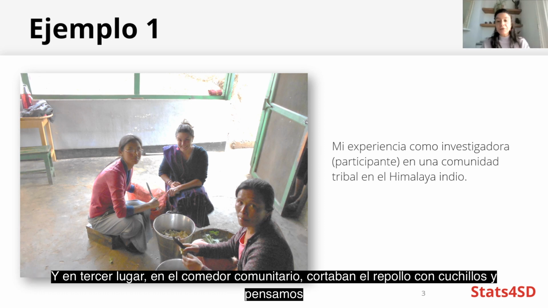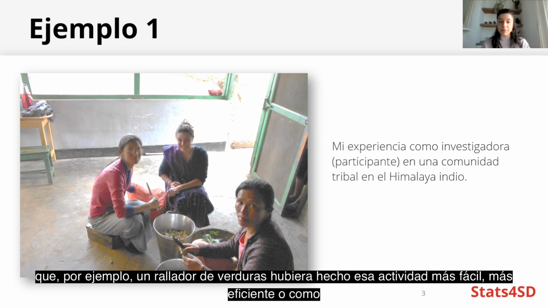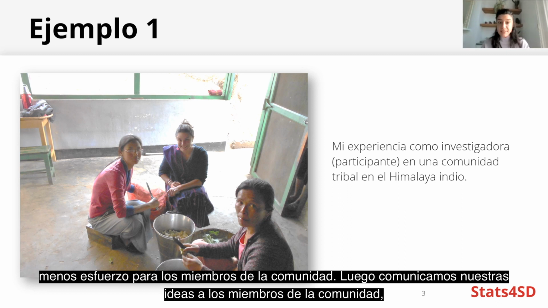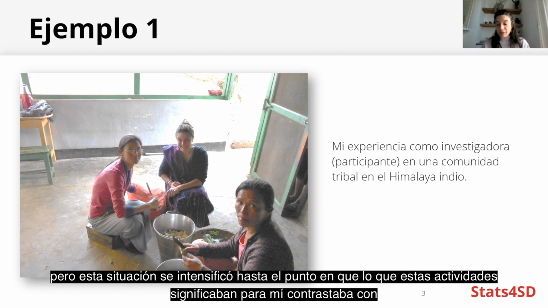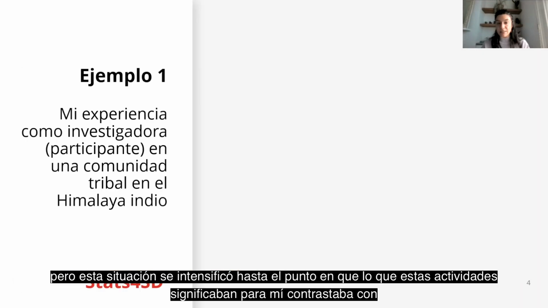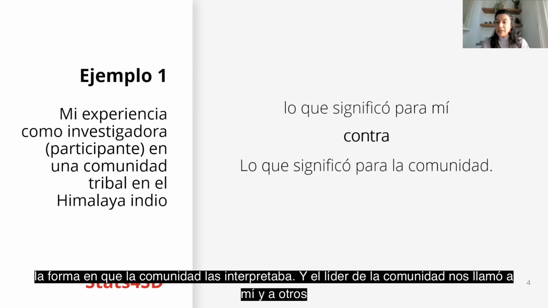And in the third instance, in the community kitchen, they used to cut cabbage using knives. And we thought that, for example, a vegetable grater would have made that activity easier, more efficient, or less effortful for community members. We then communicated our ideas to community members, but this situation escalated to a point where what these activities meant to me was in contrast with the way they were interpreted by the community.